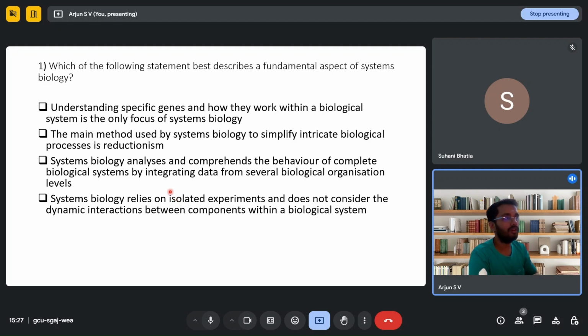So, all these are correct in a way, but they are asking which of the following statements best describes the fundamental aspect of systems biology. Does anyone want to attempt this question? It's a very theoretical question, so it should be easier to answer. And these kinds of questions are most likely the ones you will get in the exam.